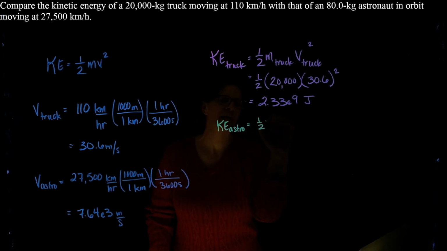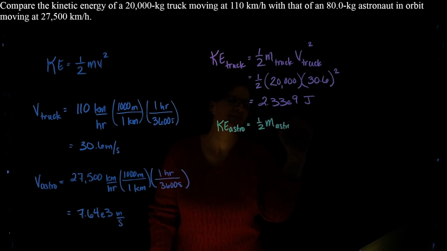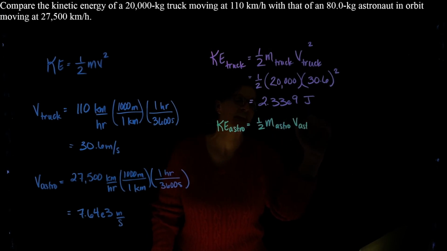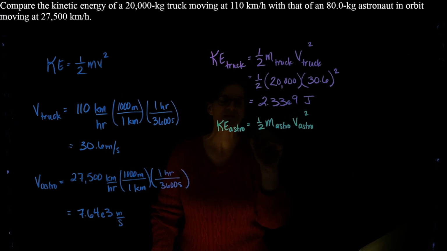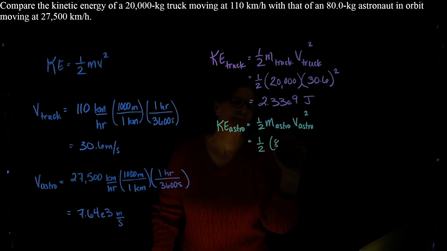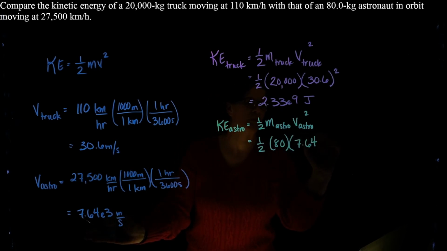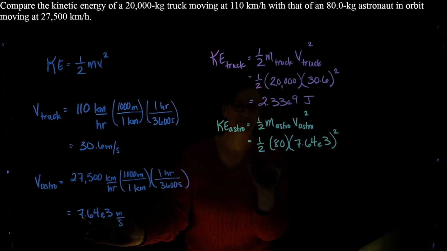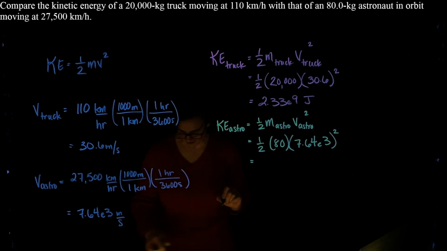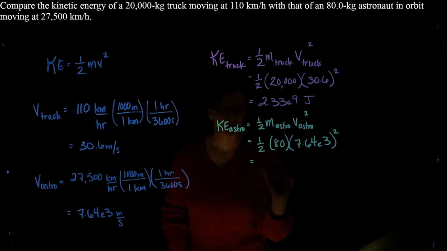Similarly, if we're going to determine the kinetic energy of the astronaut, we have 1/2 the mass of the astronaut times the speed of the astronaut squared. So we have 1/2, I believe they were 80 kilograms, times our speed of 7.64 times 10 to the third, quantity squared. And we find that the kinetic energy of the astronaut is 2.33.